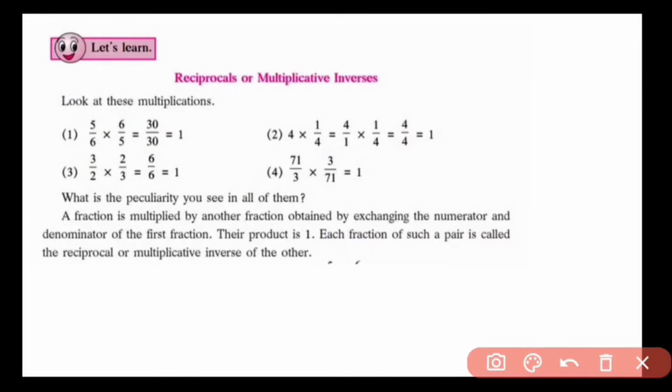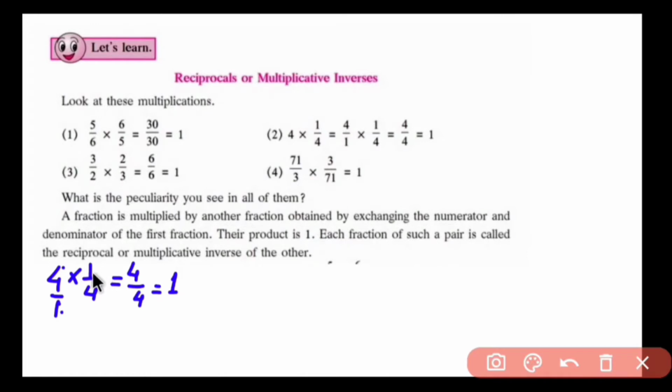So when we see this example, 4 multiplied by 1 upon 4, see the second example here. 4 means 4 upon 1. 1 is there in the denominator. And when there is multiplication between reciprocals, what is the answer? Answer is always 1. So when we multiply numerator with numerator, 4 ones are 4. Denominator with denominator, 1 fours are 4. Numerator and denominator are the same, answer is 1.